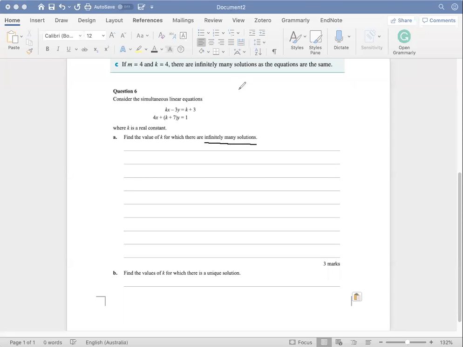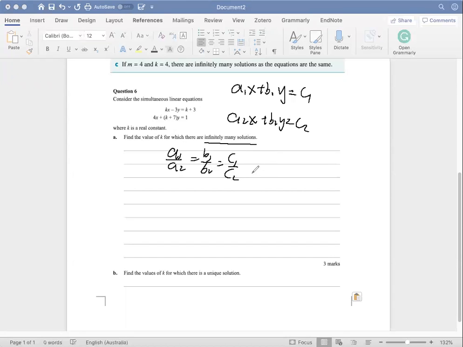So again, a1x plus b1y equals c1, and a2x plus b2y equals c2. Infinitely many solutions always means a1 over a2 equals b1 over b2 equals c1 over c2.